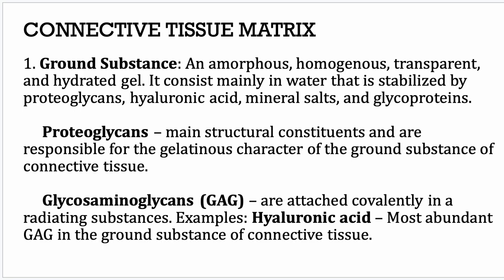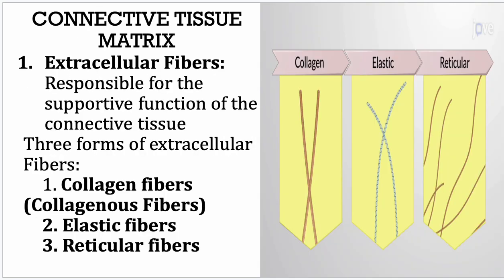Next is your glycosaminoglycans or your GAG. They are attached covalently to proteoglycans. For example, your hyaluronic acid is the most abundant GAG in the ground substance of the connective tissue. That's why it is in some products, yung hyaluronic acid.